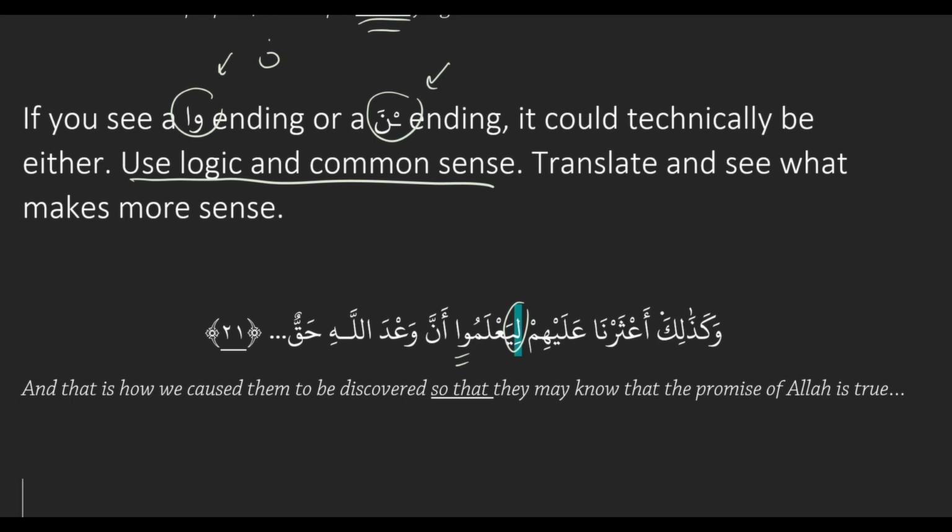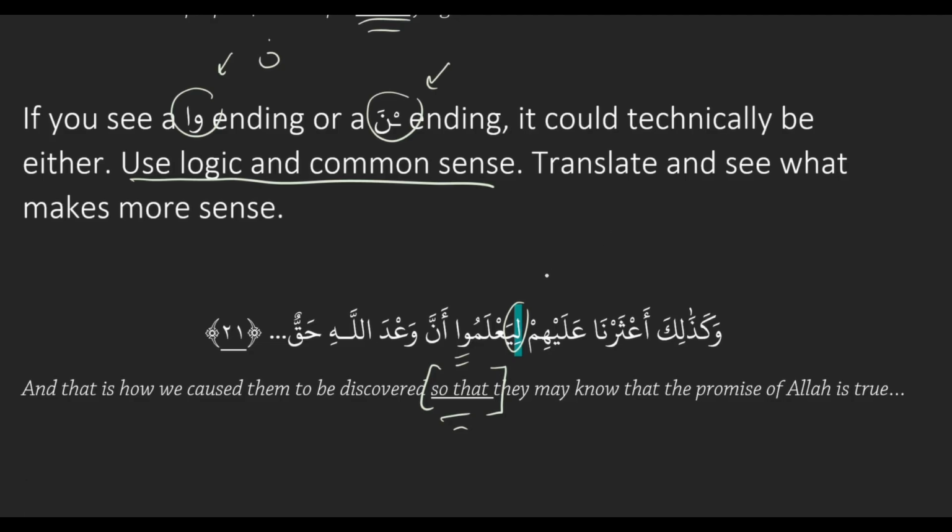But we'll translate the rest of the ayah, and that is how we cause them to be discovered, and then the rest is they may know that Allah's promise is true. If you translate it as shaving and you end up saying they should know that Allah's promise is true, it just doesn't flow or doesn't make sense. So here, the only one that makes sense is the trimming, which is so that. Basically, if we see li plus a wow alif ending, it can be either, so just choose what makes most sense in translation.